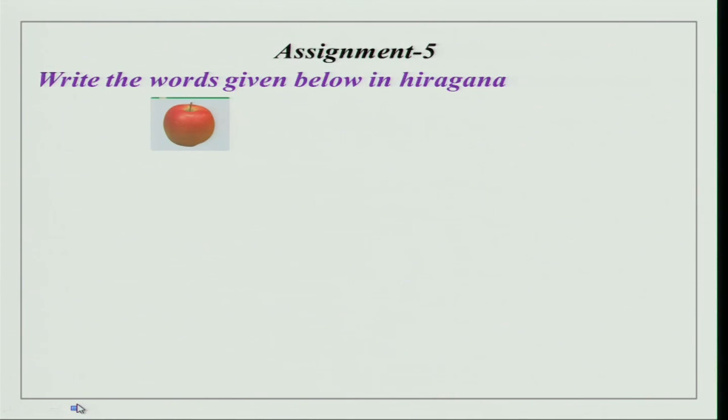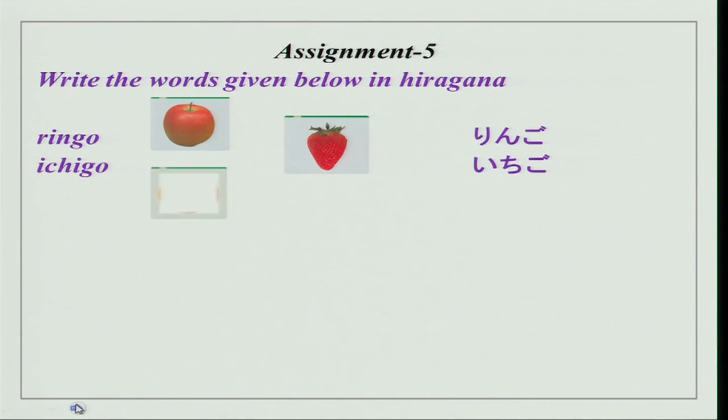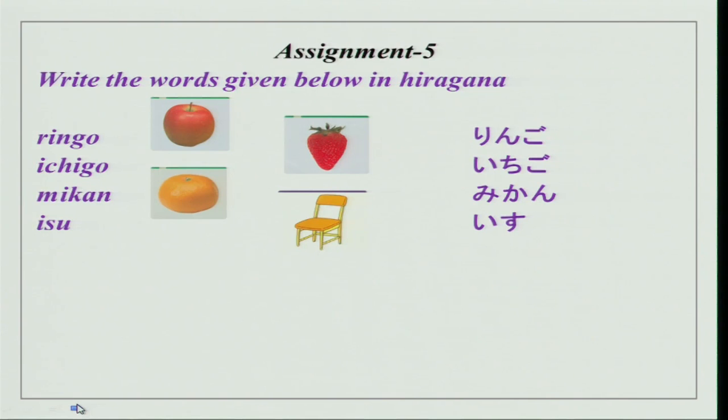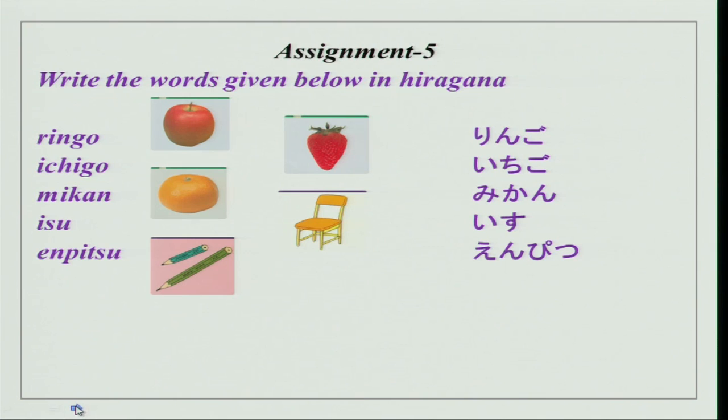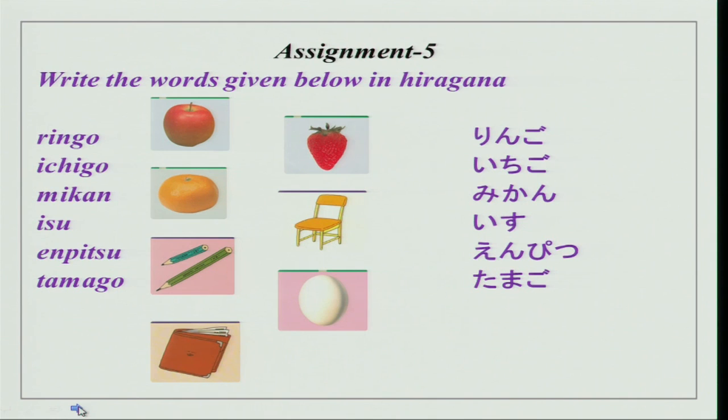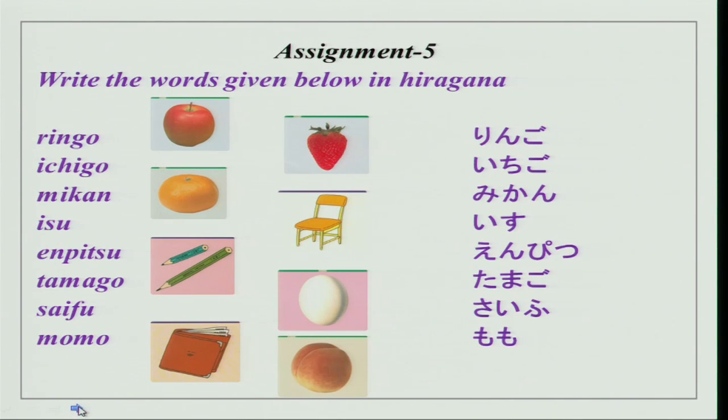Well, you have the picture of an apple, ringo. So, you can just check your spellings over here. Ichigo. Mikan. Isu. Enpitsu. And over here you will notice that when we pronounce, we say M, but when we write, the syllable is N. Enpitsu. Tamago. Saifu. And Momo. You can please check it.